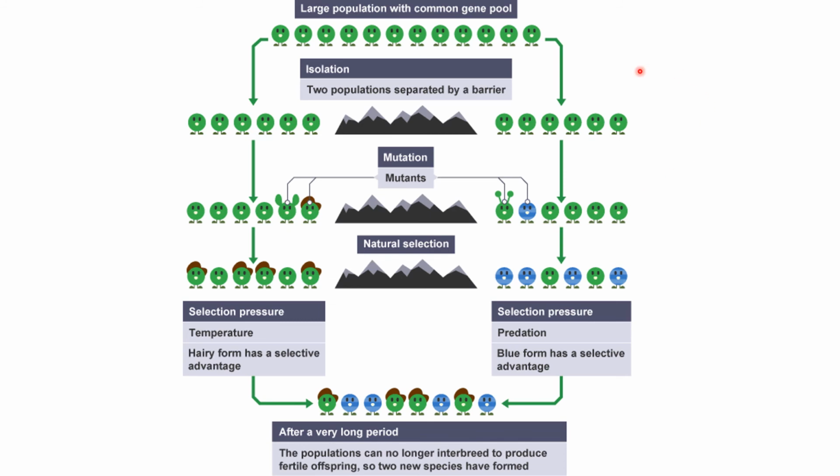And here it is all together. So there's the two populations separated. Mutations occur. You then have natural selection, and then you bring them back together, and they can't produce fertile offspring, so they are separate species now.